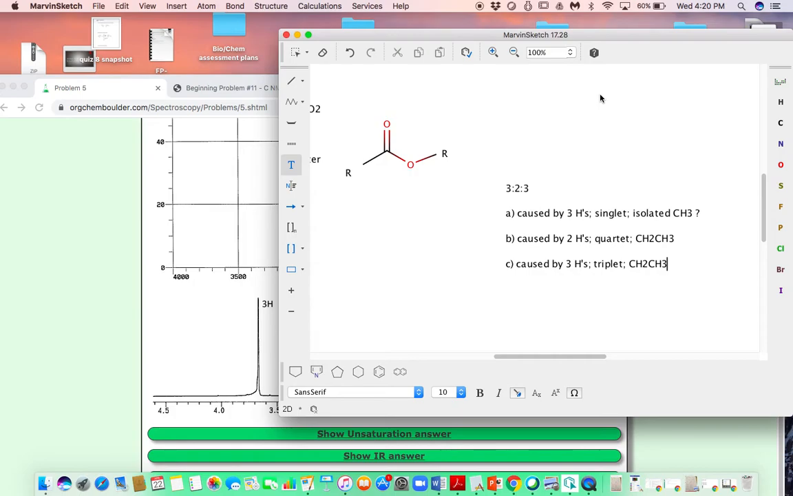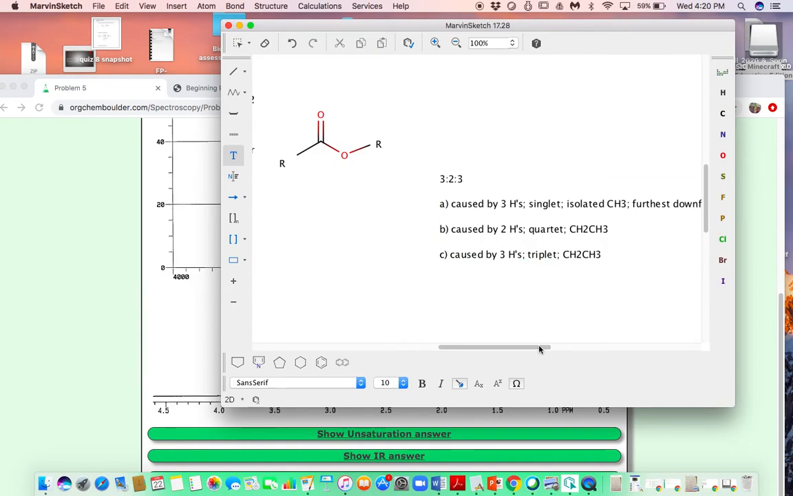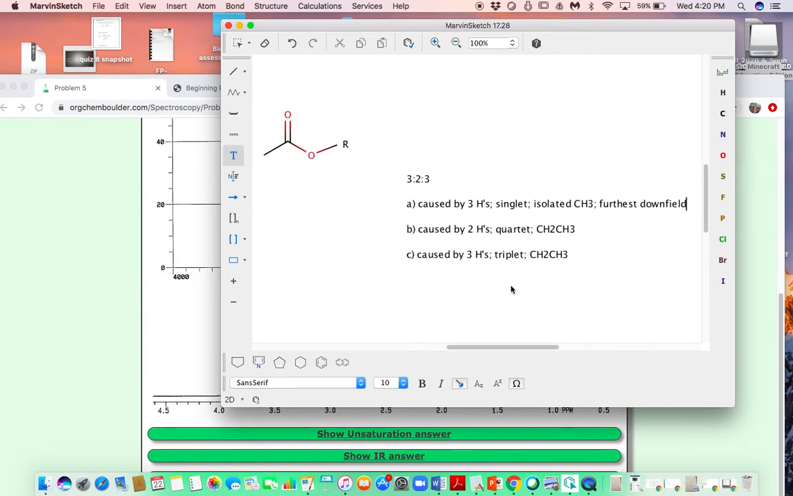Okay. All right. We see that also this group right here is furthest downfield. All right. So that means that CH3 group is probably going to be pretty darn close to the carbonyl, since it's so far downfield. So putting all these pieces together, I could come up with something reasonable that looks something like this, I think.